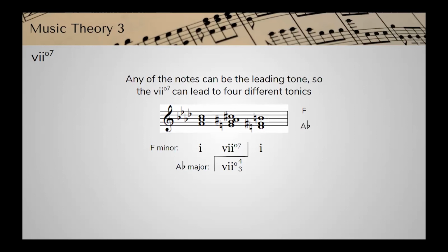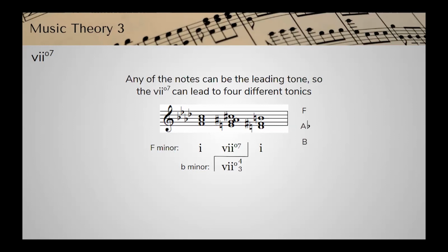And the root of this chord now is the A sharp. So that should lead to the key of B. And I've picked B minor here, but it could also be B major. So that's another key that this fully diminished 7th chord could lead to.